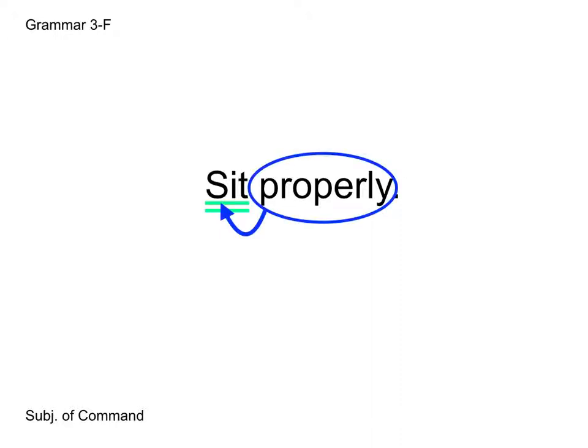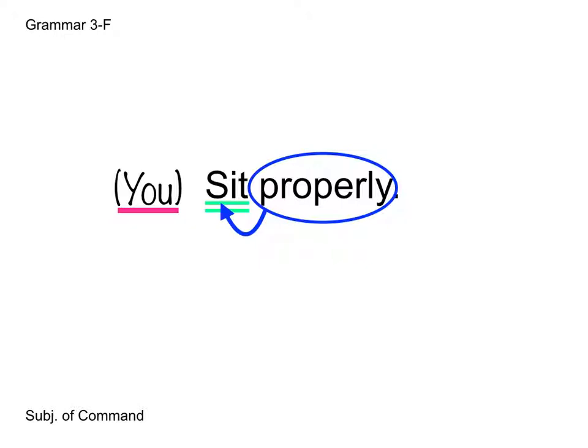So now, of course, the one thing we're missing is the subject, because you can't have a sentence if you don't have a subject and verb. So when you have a command, you have an understood you. You sit properly. So what you're going to do is write in the subject you, and you need to put parentheses around it. And that helps you understand that it's not given, it's an understood subject. So we went ahead and underlined that, and now you have correctly identified all the parts of a command. So just make sure you write you and you put parentheses around it.